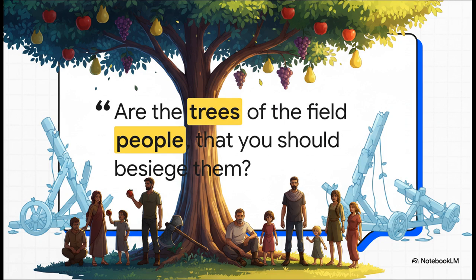The text poetically reminds the soldiers, "Are the trees of the field people that you should besiege them?" Essentially, the trees are not the enemy. You can eat their fruit, so you must not cut them down. Even in the destructive chaos of a prolonged war, the text demands that life-sustaining resources be aggressively protected.